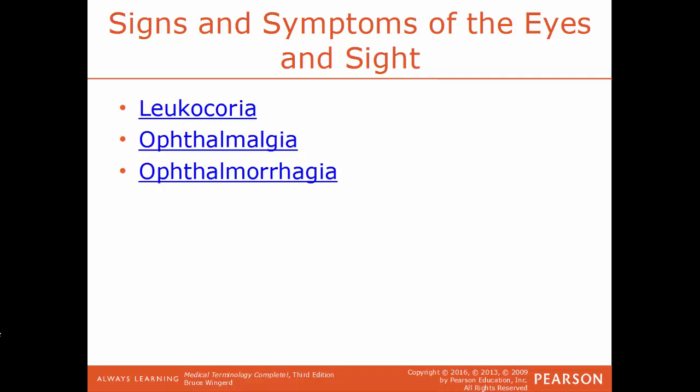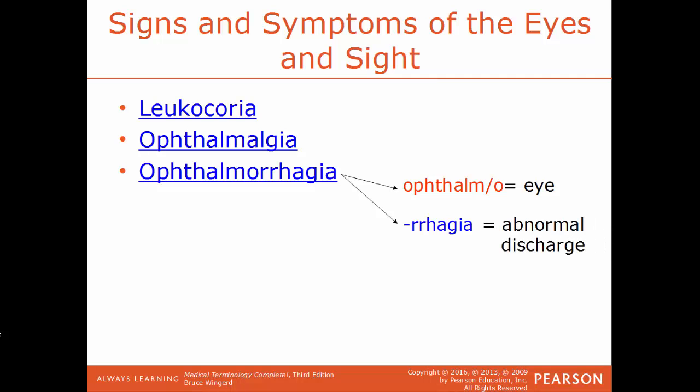Next term here, ophthalmorrhagia. If we're to break down this term, ophthalmo is a reference to the eye, and rrhagia is an abnormal discharge. So this term is usually used as a reference to bleeding from the eye.